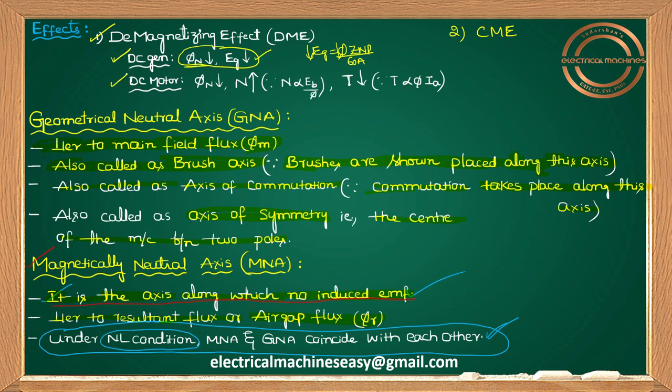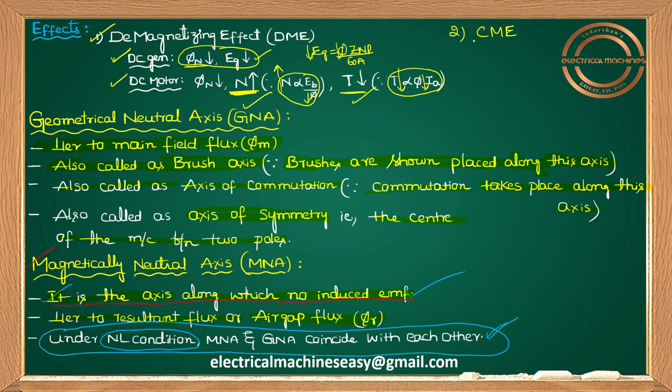And what is the drawback in DC motor? We'll see guys, this relation will be there. I'll show you how this relation is coming. N proportional to Eb by phi. And I'll show you one more relation, T proportional to phi into I. We'll see this in future videos. So when our flux is reducing here, what will happen to speed here? Speed will increase. That means because of armature reaction, because of DME effect, what will happen to speed of the motor? It will increase. Simple concept. And because of armature reaction, because of DME, if flux reduces, what will happen to torque also? Torque will reduce. So guys, please try to understand. So what are the problems because of demagnetizing effect? In DC generator, EMF will reduce. In DC motor, speed will increase, torque will reduce.